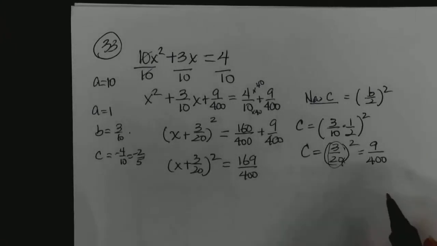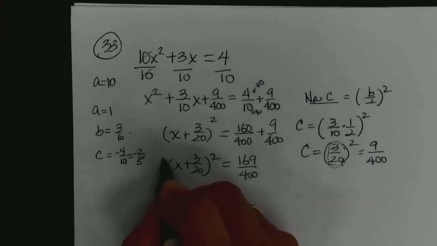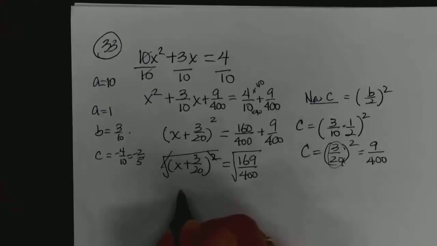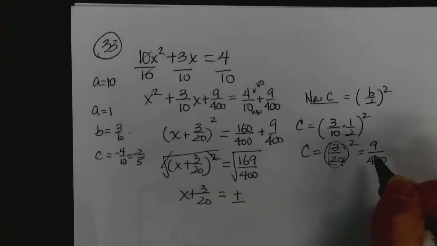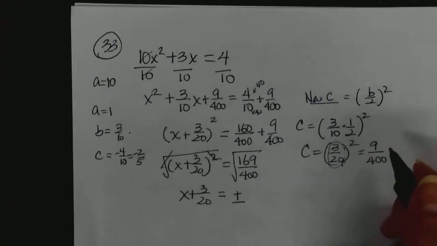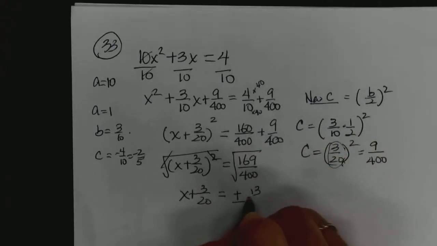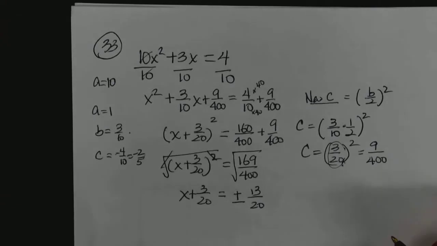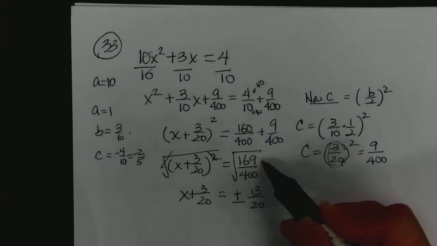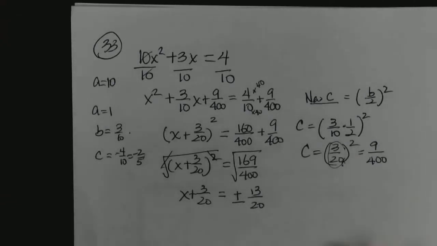Okay? Now what do we do to both sides to solve? Square root. Square root and square cancels out. I get x plus 3 over 20 is equal to plus or minus. What's the square root of 169? 13. What's the square root of 400? 20. See, that's why I said it was a nice number, because you're able to take the square root of this and square root of this.